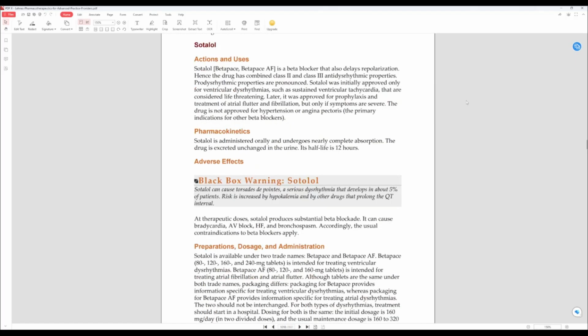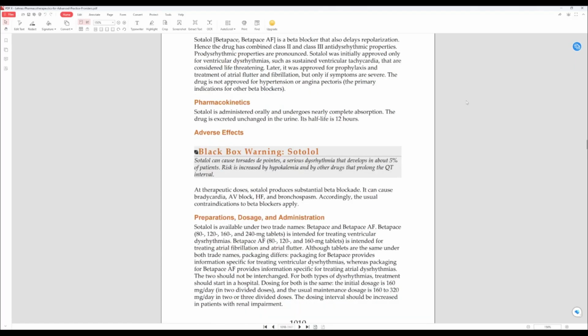Its pharmacokinetics. Sotalol is administered orally and undergoes nearly complete absorption. The drug is excreted unchanged in urine and has a half-life of 12 hours.